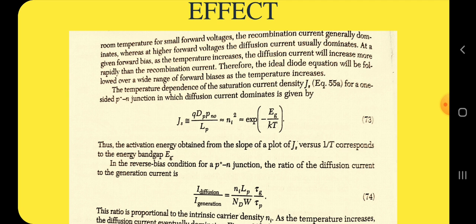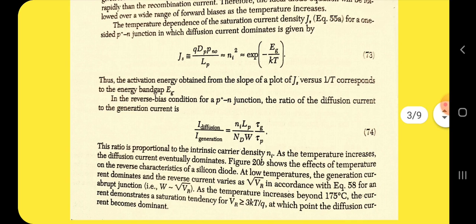In the reverse bias condition for a P plus N junction, the ratio of the diffusion current to the generation current is given by this equation: I diffusion divided by I generation is equal to Ni Lp tau g divided by Nd W tau p. This ratio is proportional to the intrinsic carrier density Ni. As the temperature increases, the diffusion current eventually dominates. The figure shows the effects of the temperature on the reverse characteristics of the silicon diode.